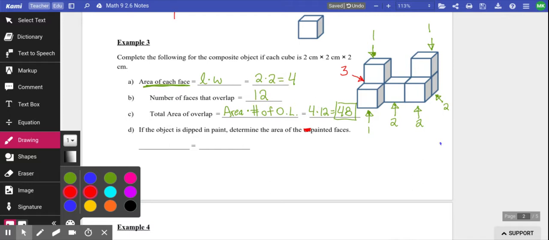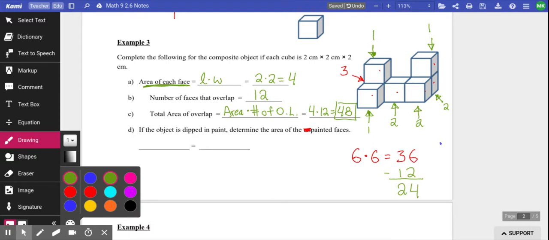If you want to figure out the area of the painted faces, you need to figure out how many sides aren't overlapping. When you look at each cube, there should be 6 sides to each cube. In this question, there's 1, 2, 3, 4, 5, 6 cubes. That means in total, 6 cubes times 6 faces. In total, there were 36 faces. We know that there's 12 overlap. So if we subtract those 12, we find that there's 24 faces that need painting.